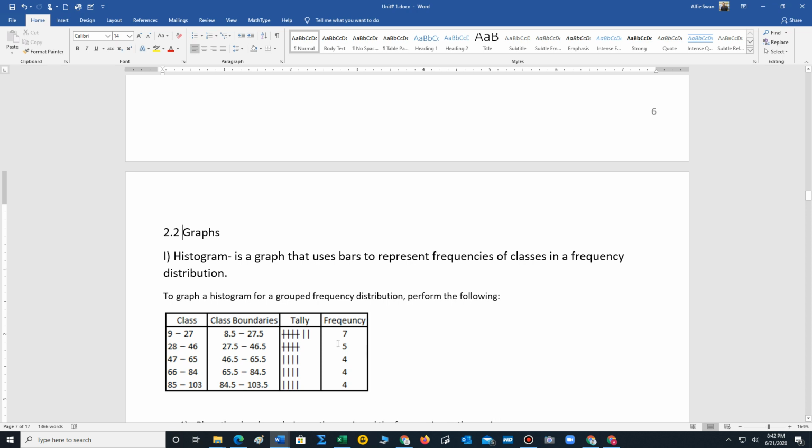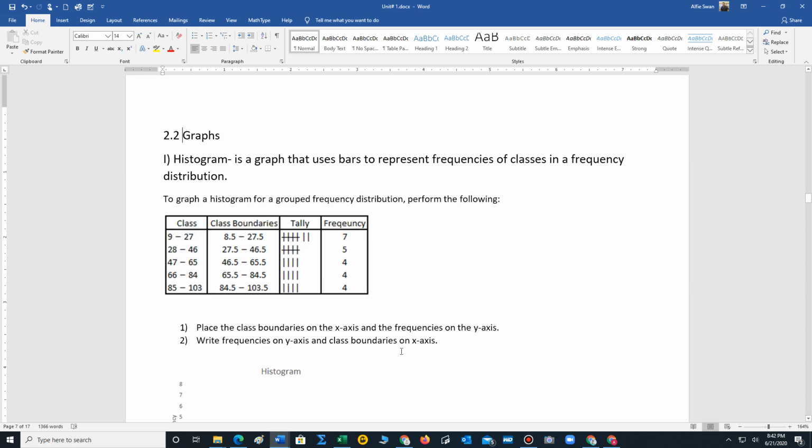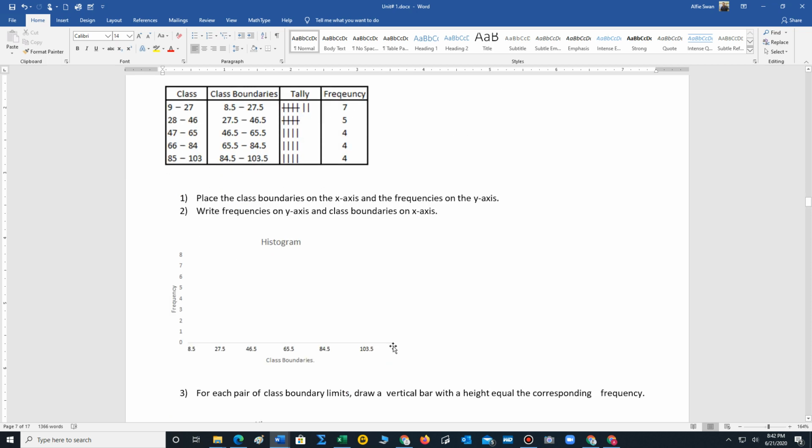So we have this distribution here, and what we want to do is construct the histogram. Well, the first step in constructing this histogram is we have to write down our axes. We have an x-axis that's always horizontal and a y-axis that's always vertical.